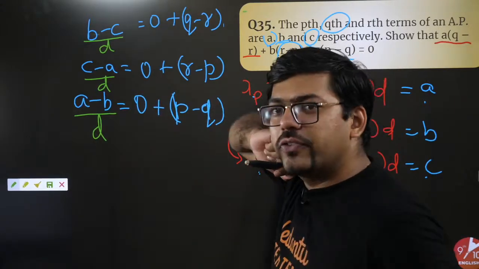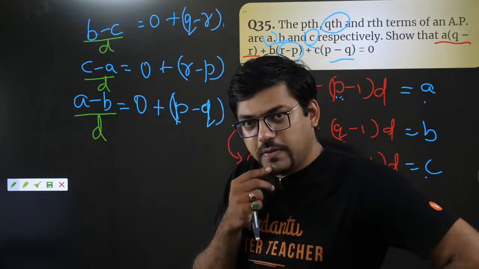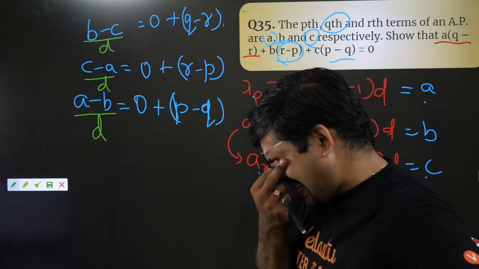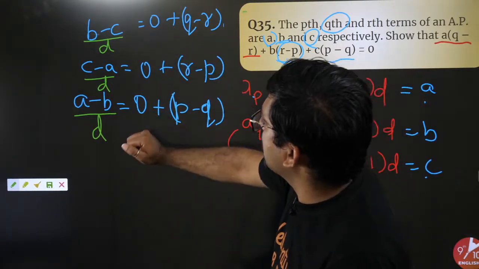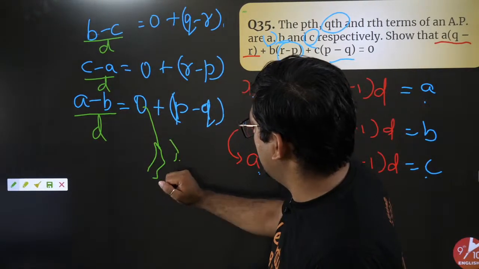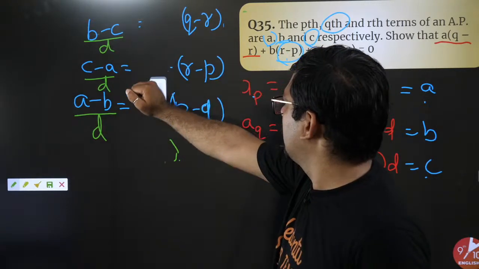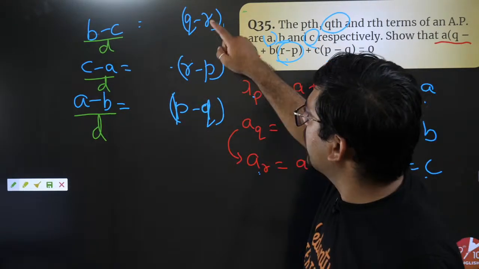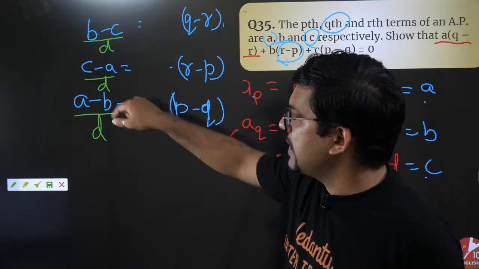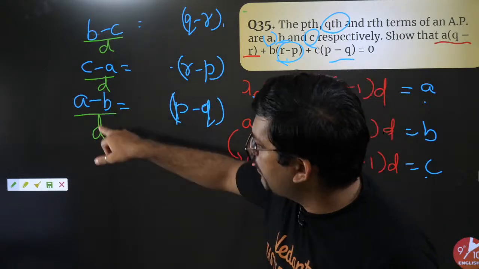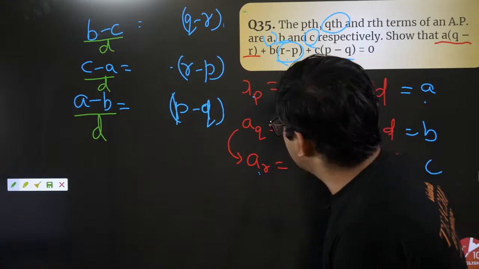You are understanding this much? Yes? Okay, yes sir. Srinivas says yes sir. Very good, Srinivas. If you guys understand this, this 0 does not make a difference, so just remove the 0 as well. Now see, I got Q minus R equals B minus C upon D. R minus P equals C minus A upon D. And P minus Q equals A minus B upon D. Simple? Okay, fine.